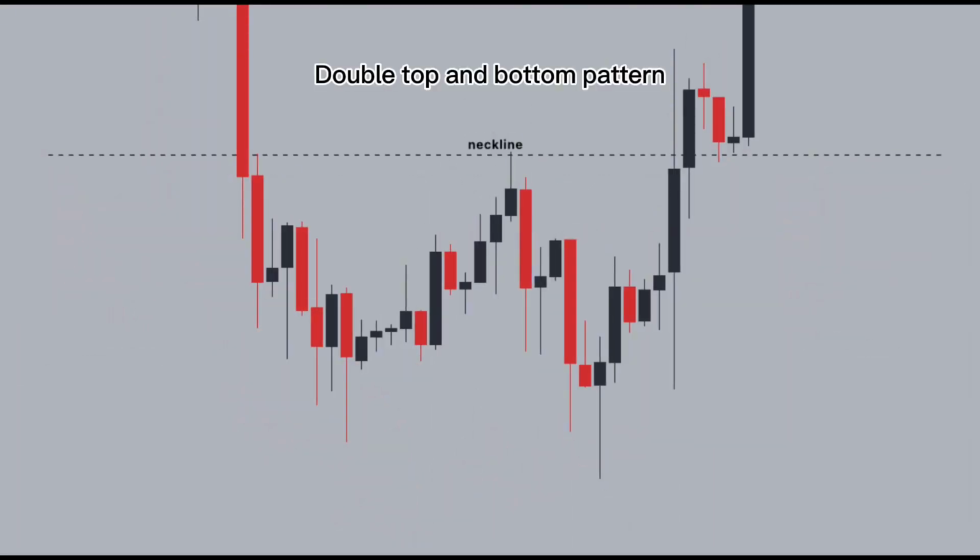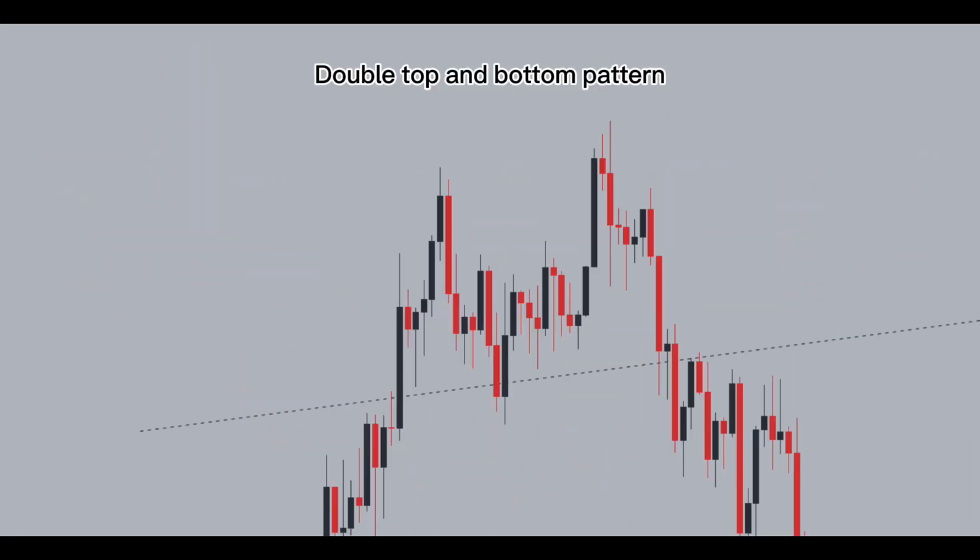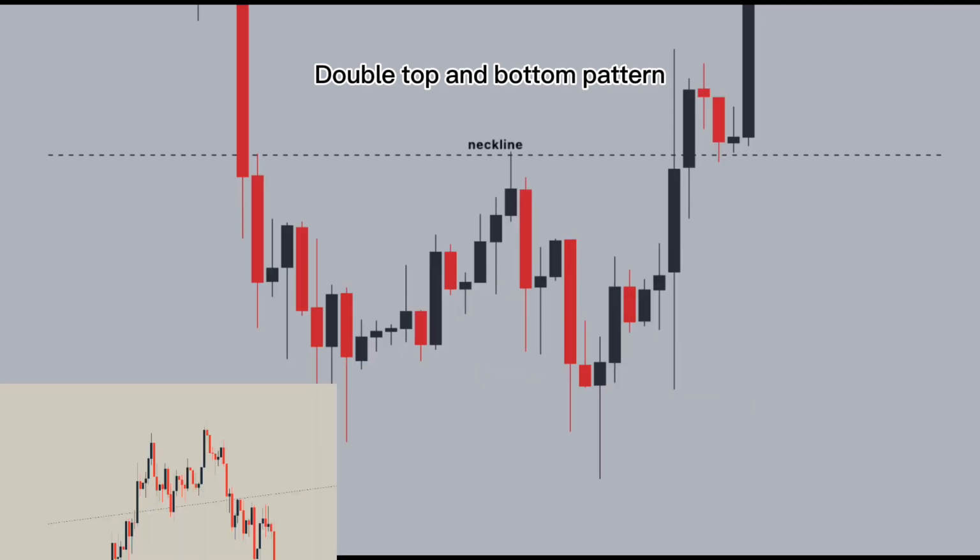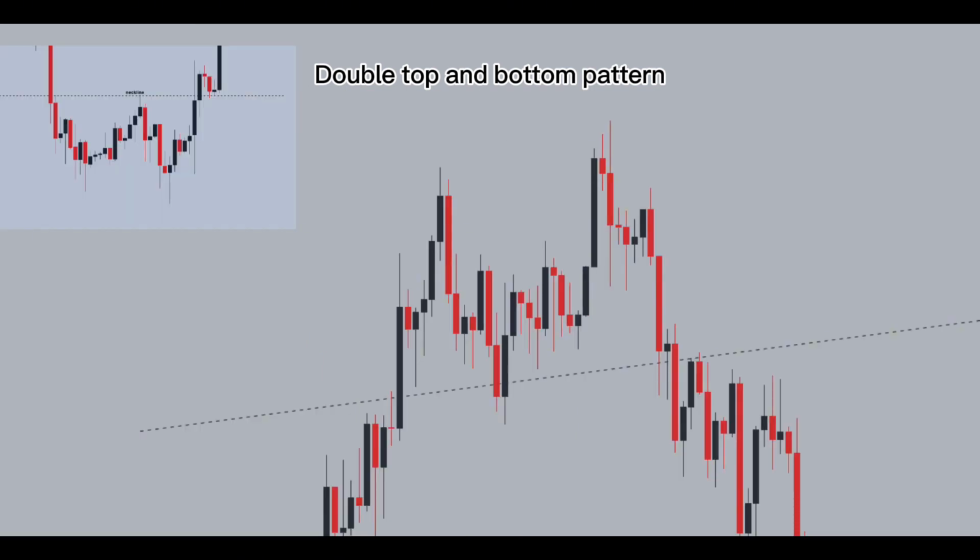Number 2, double top and bottom pattern. The double top pattern is a common reversal pattern that consists of 2 roughly equally sized peaks in close proximity. It shows buyer exhaustion as the price fails to break a price level twice in a row. After the second peak forms, the price often breaks down and reverses into an opposite trend.